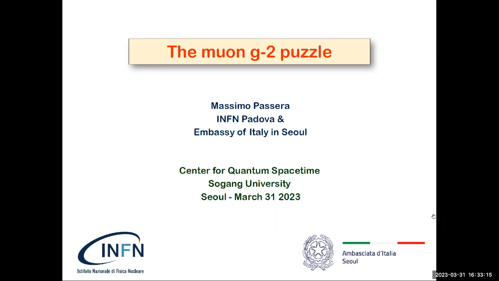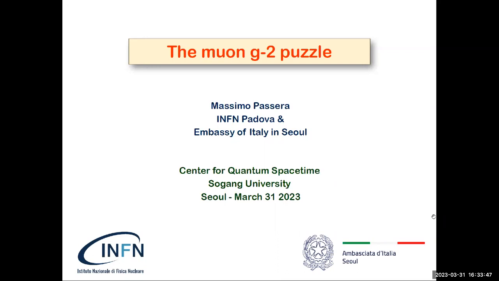Okay, so it is with great pleasure that I introduce today's speaker. He is Massimo Passera, a professor at the University of Padua, a senior researcher for INFN, the Italian National Institute of Nuclear Physics. And he is an expert in precision calculations in the standard model, in loop calculations. Today he's going to talk about the muon g-2 puzzle.